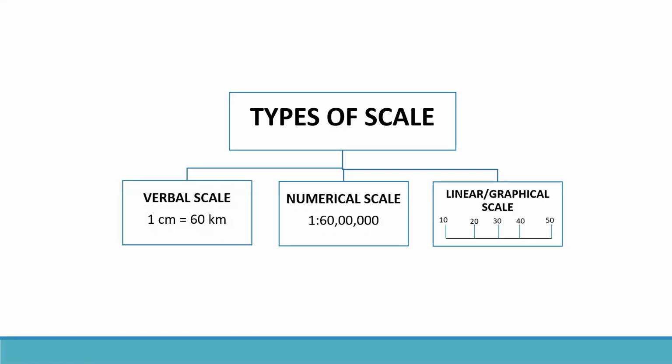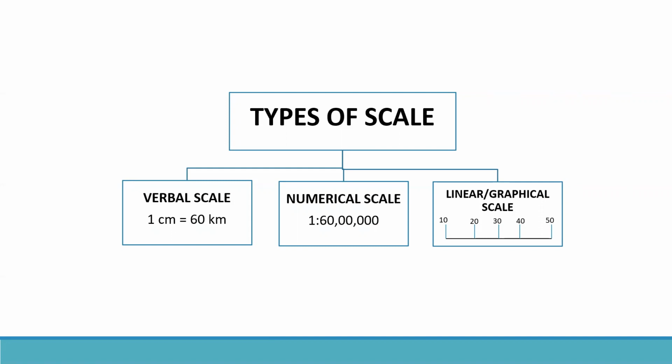Now what is a verbal scale? The very word verbal means what comes in writing. Letters, alphabets are used. So a verbal scale is one in which distances are expressed with the use of words to measure. For example, 1 centimeter is 60 kilometer. We are using words to indicate some kind of measurement. So in this, 1 centimeter is 60 kilometer. So centimeter is the unit of distance on the map and kilometer is the unit of the distance on the ground. So on the map we are taking the scale, no? What units are we using?